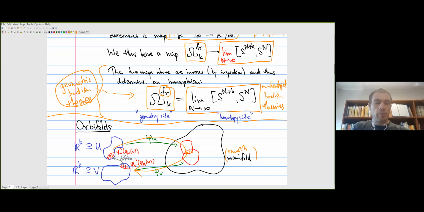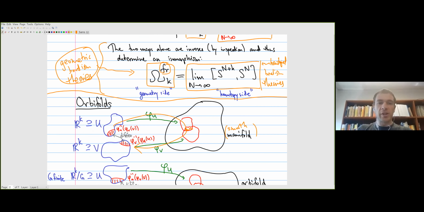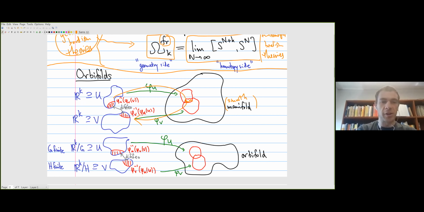The only difference between a smooth manifold and a smooth orbifold is that with a smooth orbifold, the local models are more general. So the local model is R^k modulo a linear action of a finite group. Here I should say G acts on R^k by a linear action, i.e. there's just a homomorphism from G to GL_k(R).